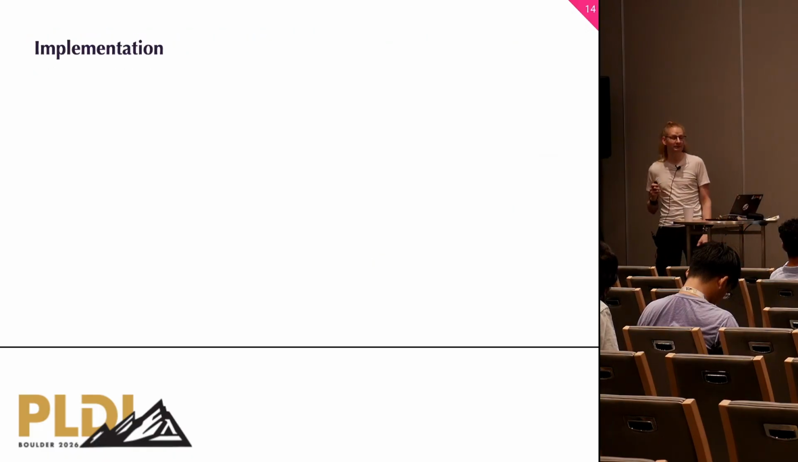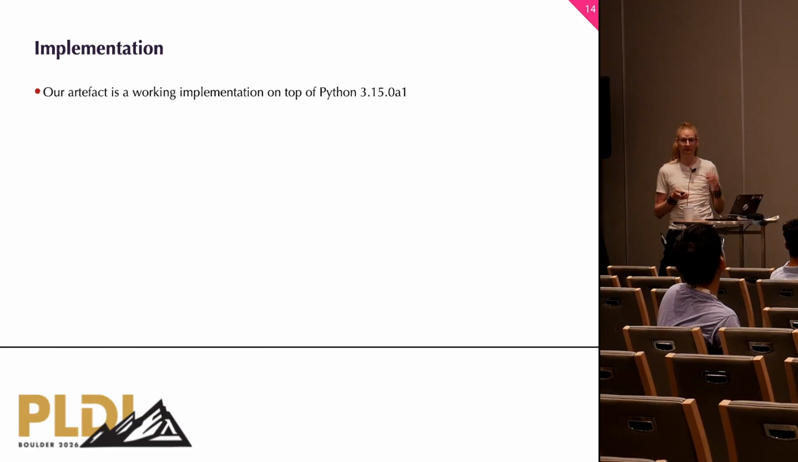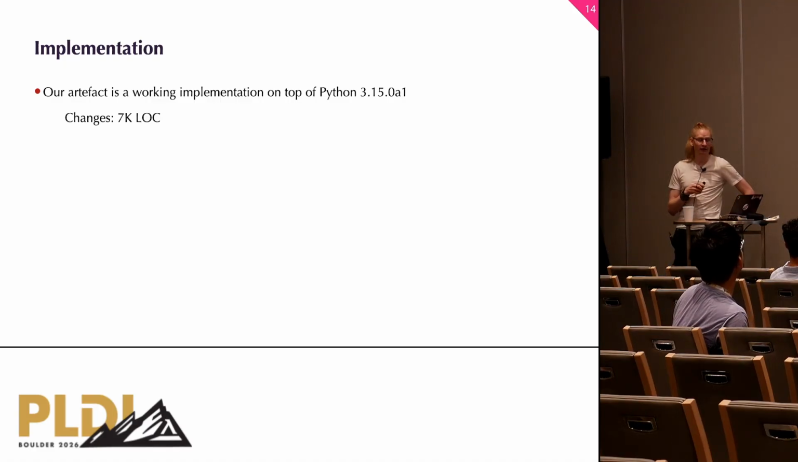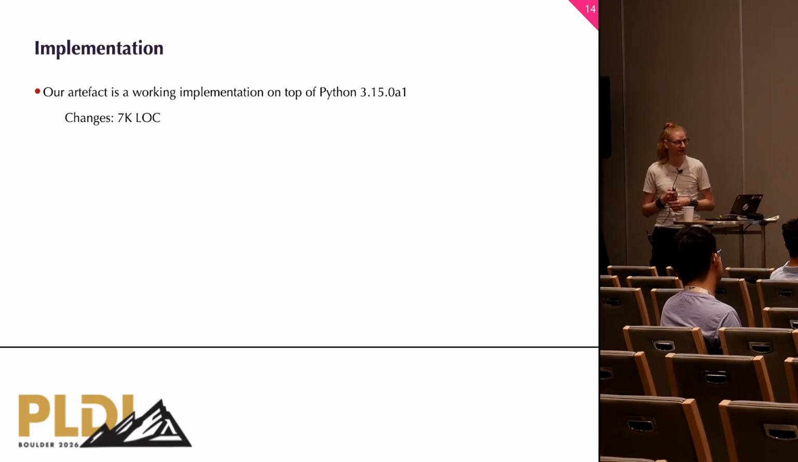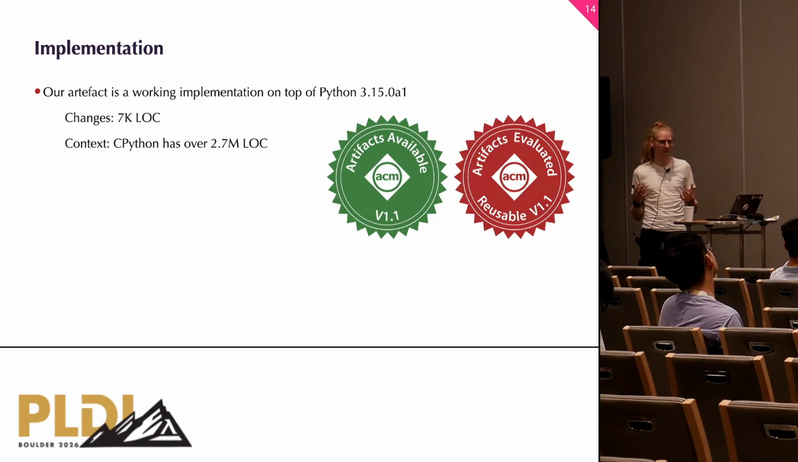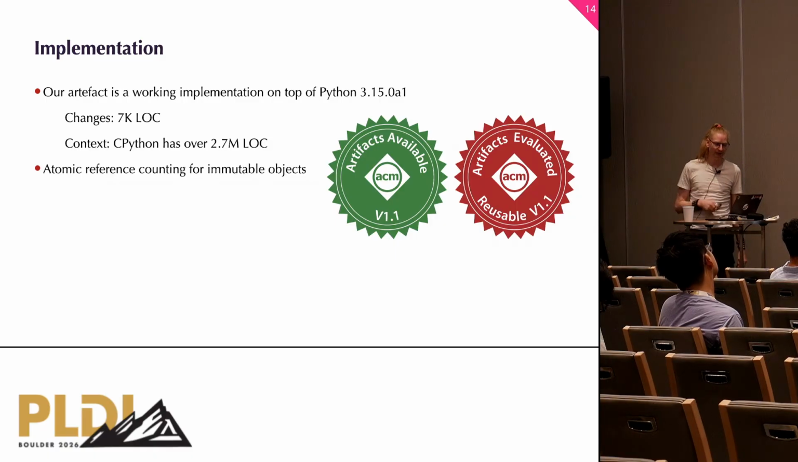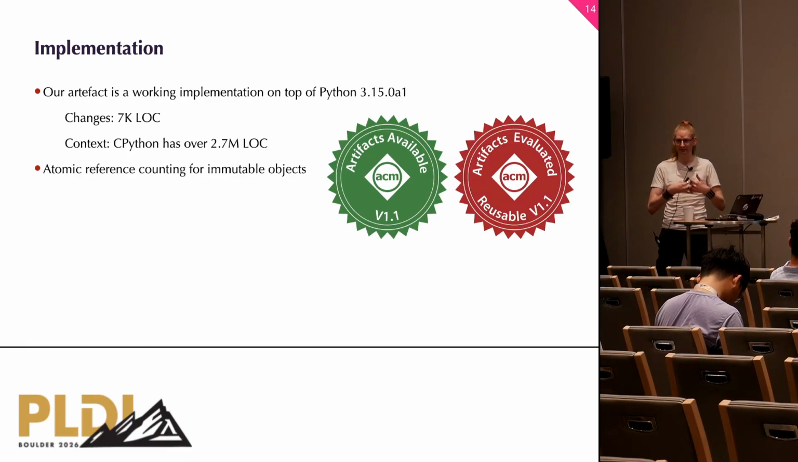Let's talk a little bit about the implementation. We've authored our implementation on an alpha version of Python 3.15, which was the most up-to-date version when we submitted the paper. Our changes are 7,000 lines of logic to do freeze propagation, detachment, and escape hatches. 7,000 lines in the context of a code base that's 2.7 million lines of code is good. And we provide this, of course, as a workable and reusable artifact. As part of our implementation, we've also supported atomic reference counting for immutable objects. So this is why we, for example, needed to implement that in the core of the runtime.